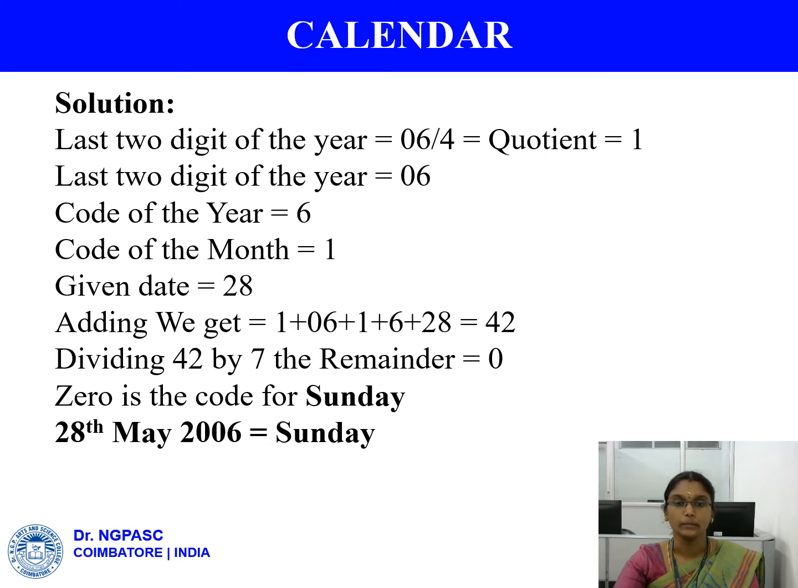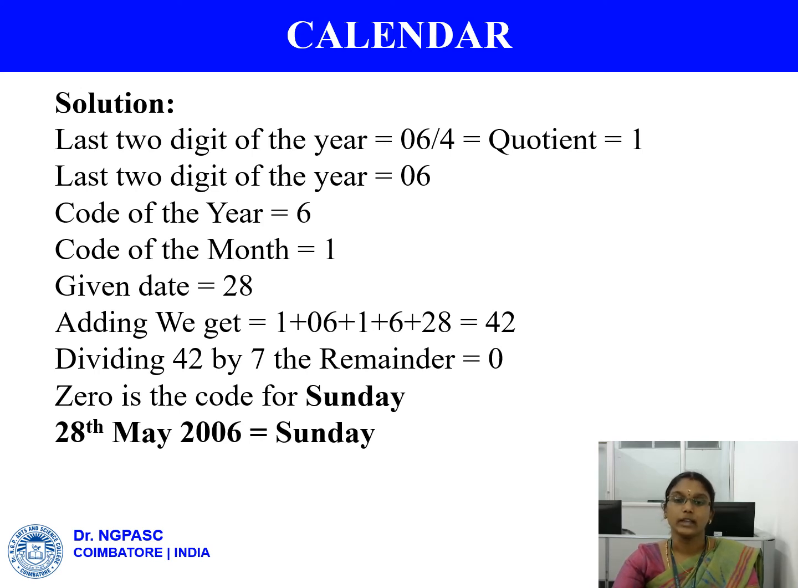Quotient is 1. Next, again the last two digits of the year. It's 6. Code of the year is 6. So we already saw that the code of the year is 6. Code of the month is 1 because May month is 1. Next, given date is 28. So this is the procedure to find the day.